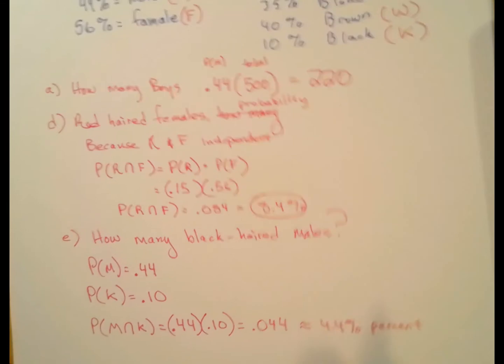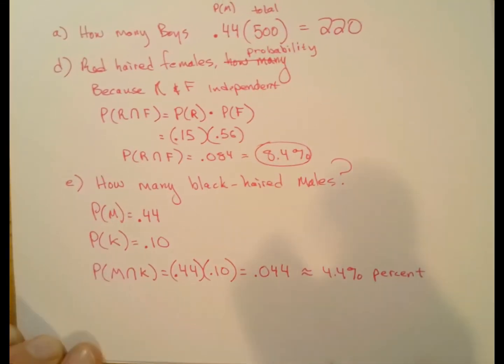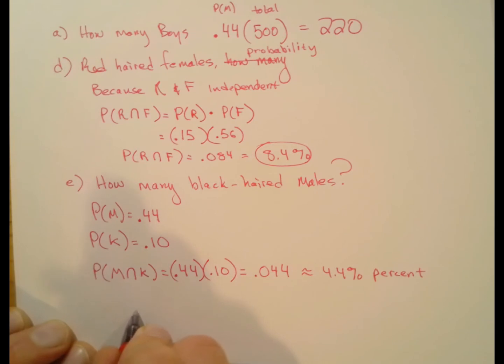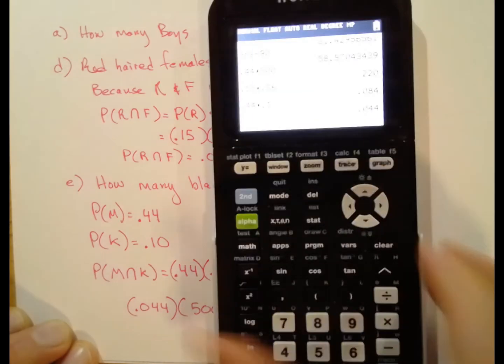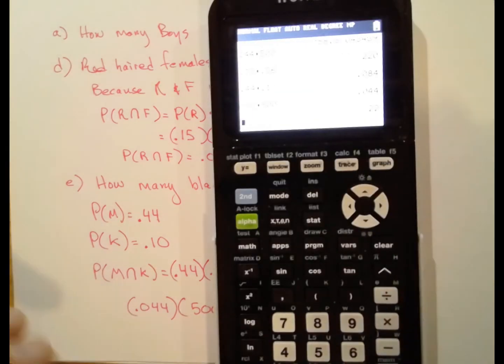Okay, but if we want to figure out the number, we're going to take that number and multiply it by the entire set of students, which is 500, to get the total number, which is 22.